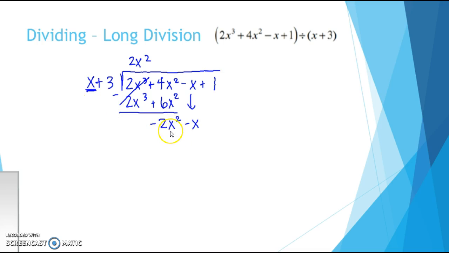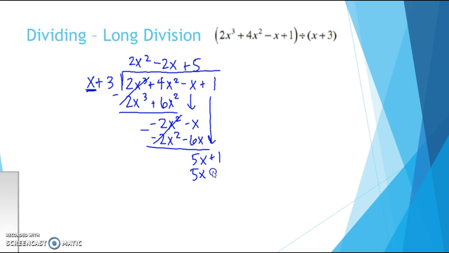x times what gives me negative 2x squared, and so x times negative 2x. And take my negative 2x times x plus 3, so negative 2x times x is negative 2x squared. Negative 2x times 3 is negative 6x. And then a negative becomes a positive, so I have negative 1x plus 6x, 5x, and then bring down my plus 1, and then x times 5 gives me 5x. So 5 times x is 5x, 5 times 3 is 15. Subtract, those cancel, 1 minus 15 is negative 14.